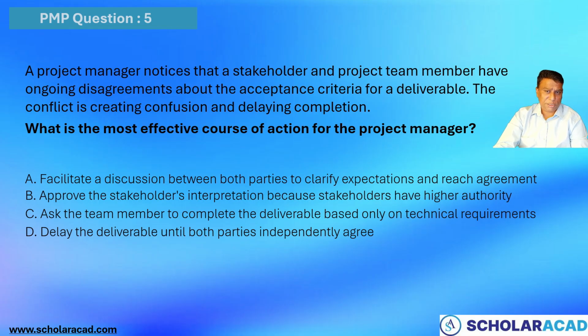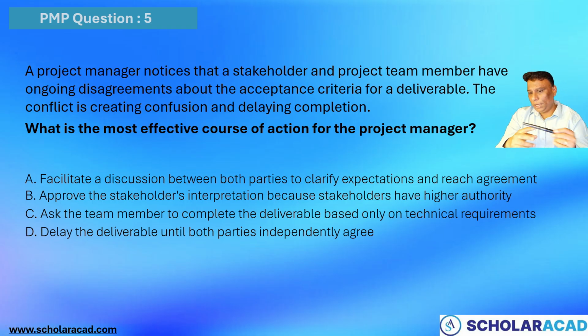The project manager noticed that the stakeholder and the project team members have ongoing disagreements about the acceptance criteria for the deliverables. The conflict is creating confusion and delaying completion. So what should the project manager do, or what is the course of action? Of course, we need to find out why we have the disagreement about the acceptance criteria.